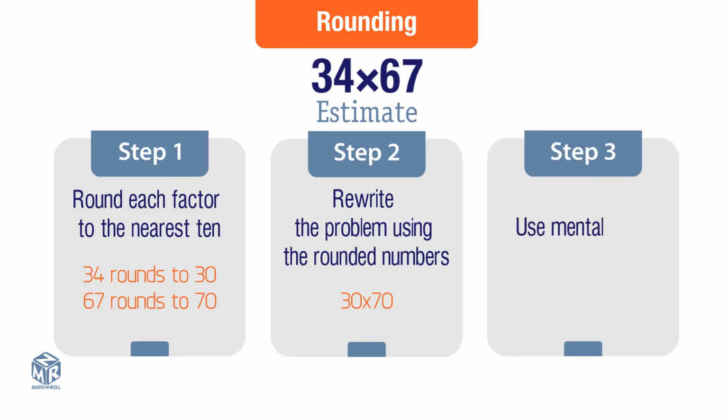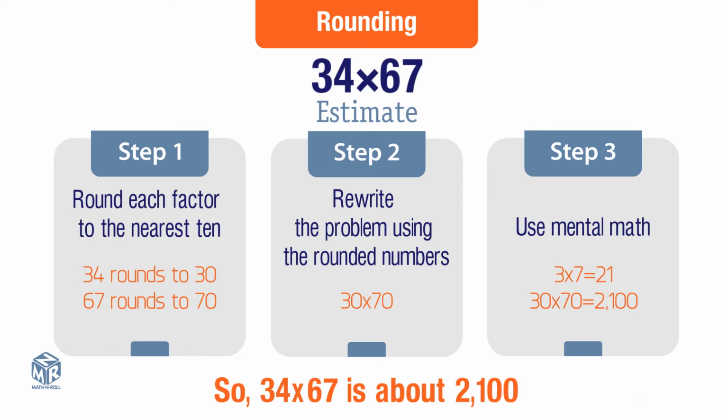Step 3. Use mental math. We know that 3 times 7 equals 21, so to find 30 times 70, we take 21 and we add 2 zeros. So 34 times 67 is about 2,100.